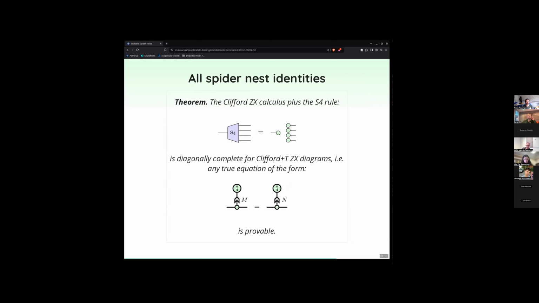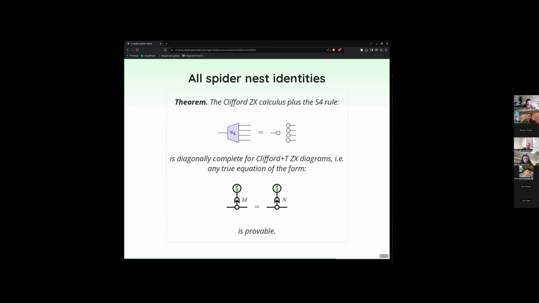And then we can prove the theorem. So the Clifford ZX-calculus plus this one additional rule is what we call diagonally complete for Clifford plus T ZX diagrams. So that means any ZX diagram whose phases are multiples of pi by 2. For any such ZX diagram, we can prove any true equation of the following form.